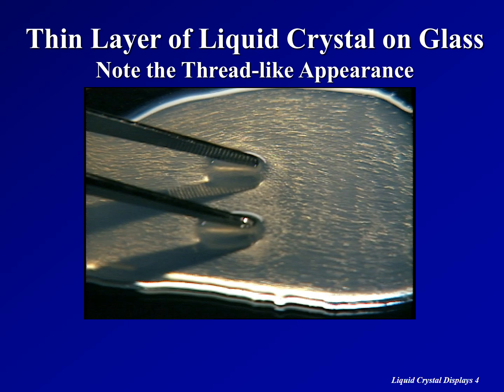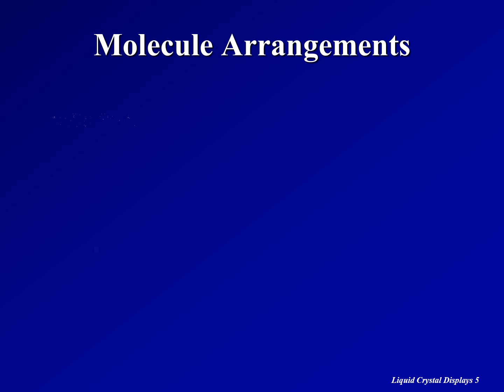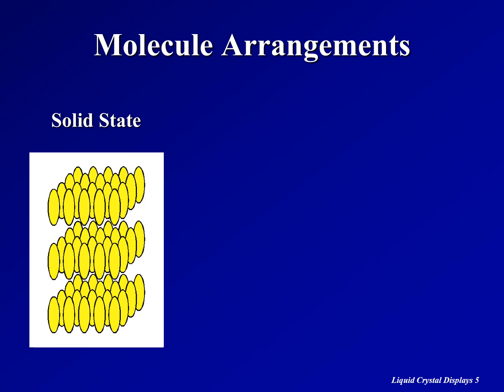A thin layer of a liquid crystal material on a glass plate is shown in this photo. Note the thread-like appearance. The Greek word for thread is nematos, so this type of liquid crystal is called a nematic liquid crystal. The arrangement for the molecules in the liquid crystal state is different than in the solid state or the normal liquid state.